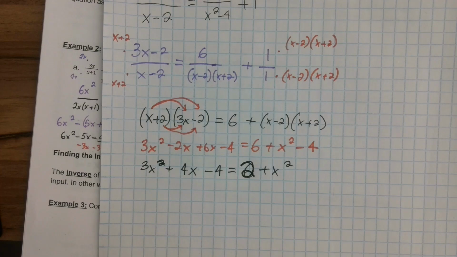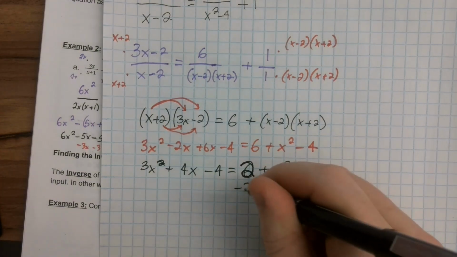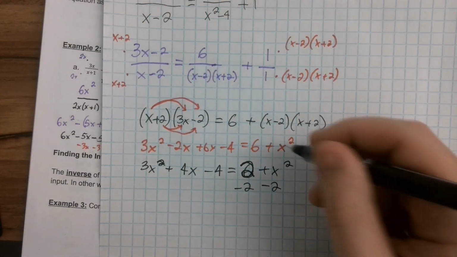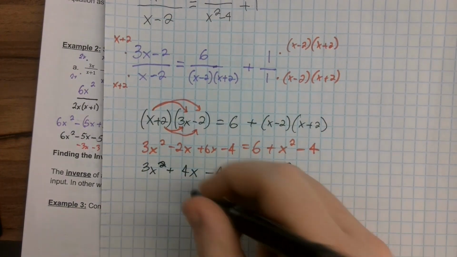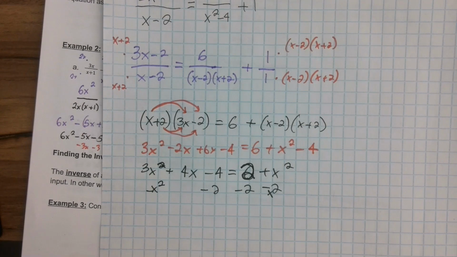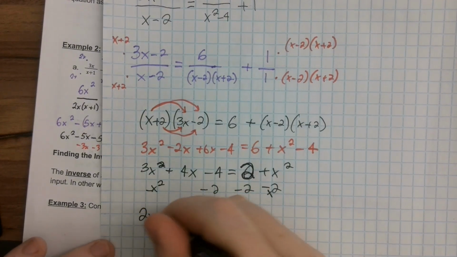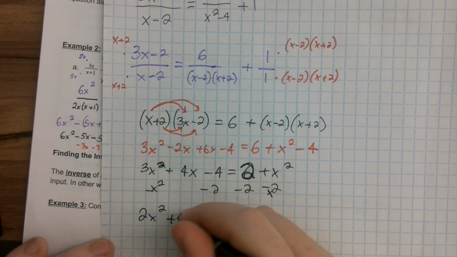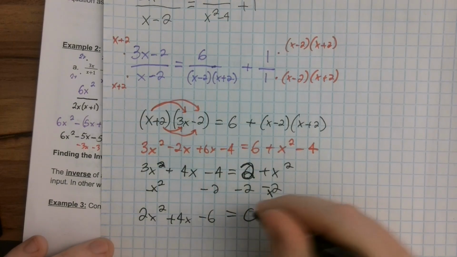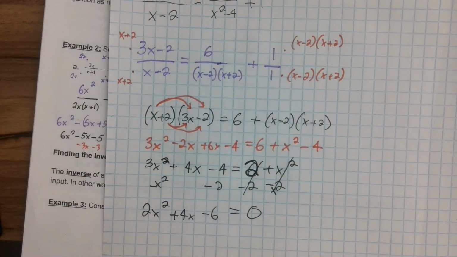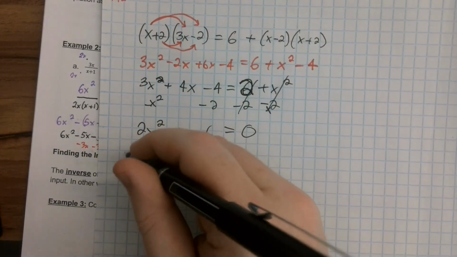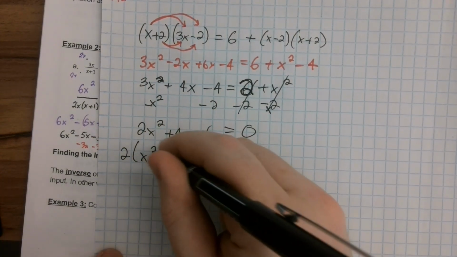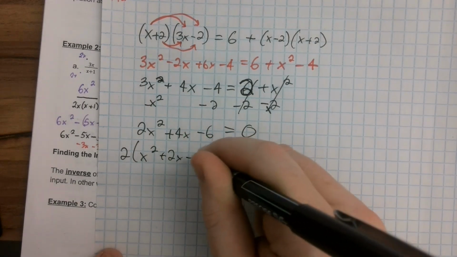We can then move everything over to one side. So if we subtract 2 from both sides and x squared from both sides, we end up with 2x squared plus 4x minus 6 equals 0. These will cancel out. From here, we can factor this as normal. We can factor out the 2, giving us x squared plus 2x minus 3.